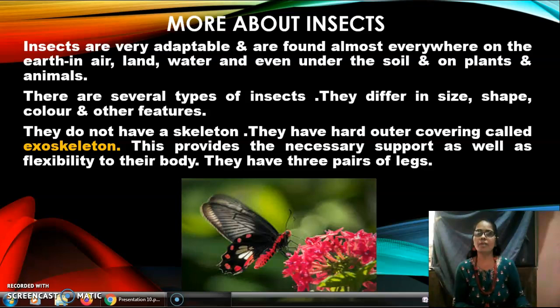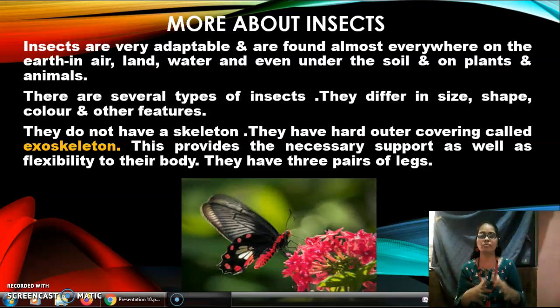So, more about insects. Insects are very adaptable and are found everywhere, right? On the earth, that is in air, on land, in water, and even under the soil and on plants and animals. There are several types of insects. They differ in size, shape, color, and other features. They do not have a skeleton. We have a skeleton, they do not have.